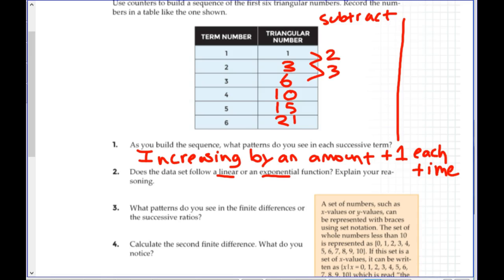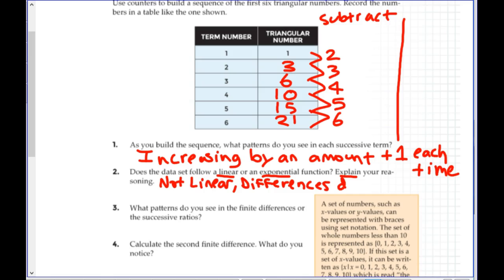So is it linear? You can already tell it's not the same, right? So let's finish it off. 10 minus 6 is 4. 15 minus 10 is 5. 21 minus 15 is 6. Okay, so not linear, because, explaining it, the differences differ. The differences are different. They're not the same differences. They're not the same subtractions, right?